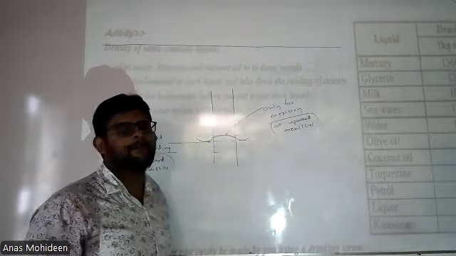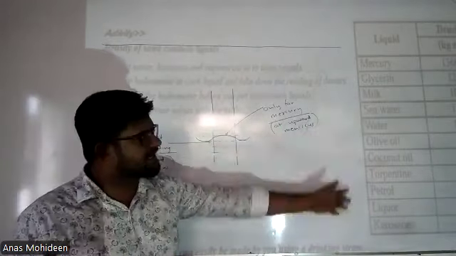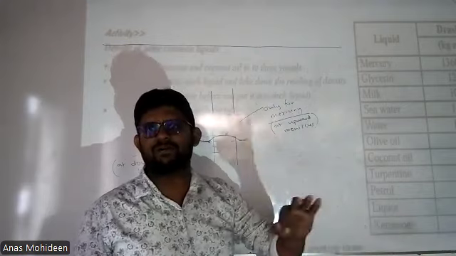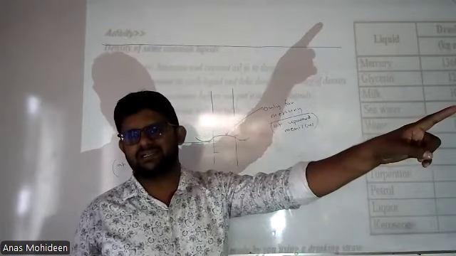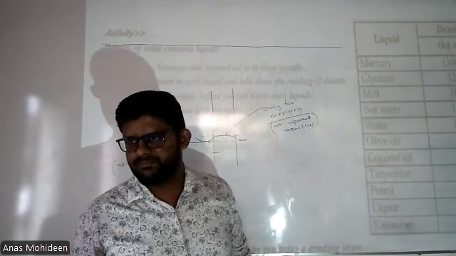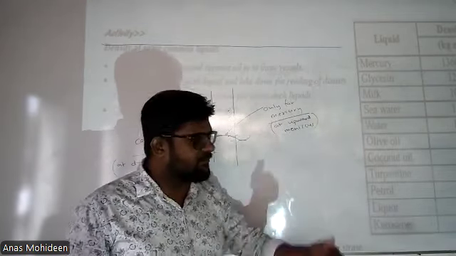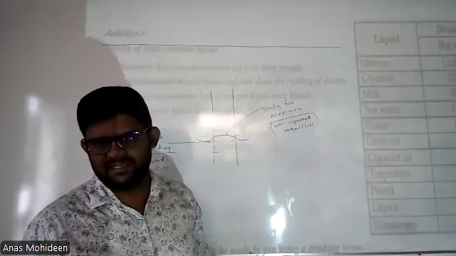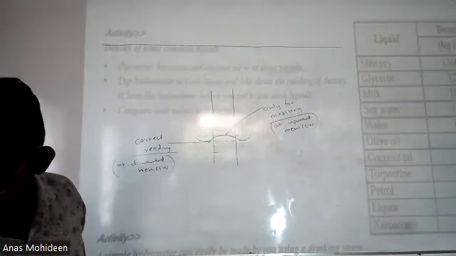Anyhow, accordingly, different densities are there. What we have to understand here is, the higher the density, the lower the immersing length. The lower the density, the more the immersing length is. Is that clear?